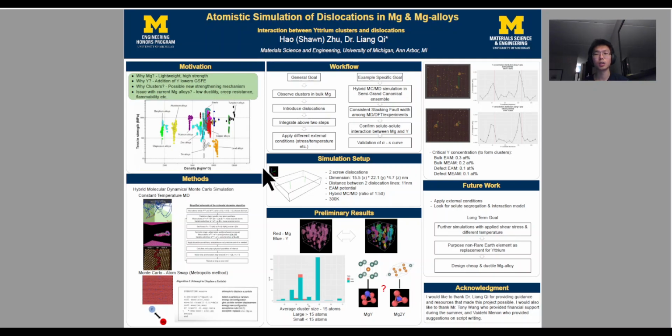On the right, I've listed some specific goals that are the most important within each step. So to observe the clusters in bulk magnesium, I need to perform a hybrid Monte Carlo and molecular dynamics simulation in semi-grand canonical ensemble. In this context, molecular dynamics serves the purpose of relaxing the whole structure, while Monte Carlo simply means I'm swapping the magnesium atoms and yttrium atoms.